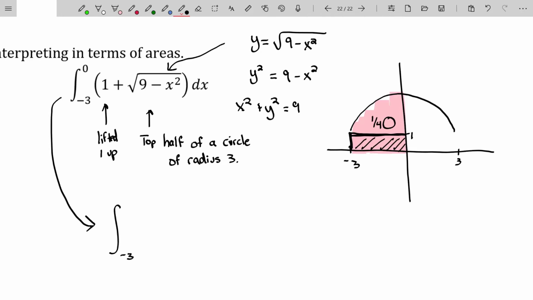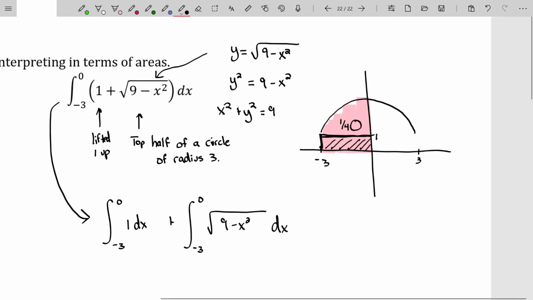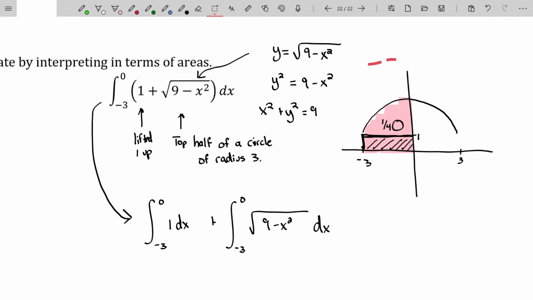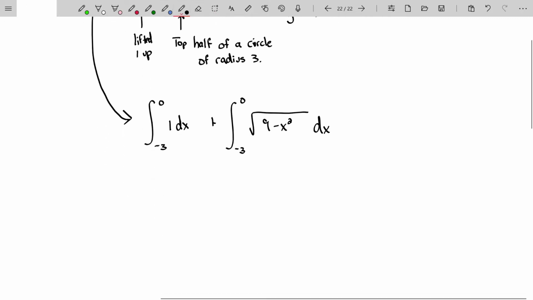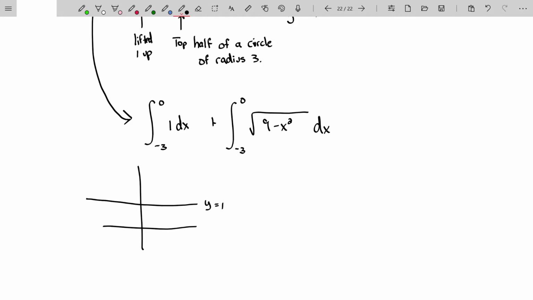You could have said, oh, that's the integral from negative 3 to 0 of 1 dx, plus the integral from negative 3 to 0 of the square root of 9 minus x squared dx. A lot of people prefer that because when they do that, they go, oh, then I'm really dealing with these 2 curves. Y equals 1 from negative 3 to 0. Well, that's super easy, right? It's a 3 by 1 rectangle. So that's going to be 3 by 1.